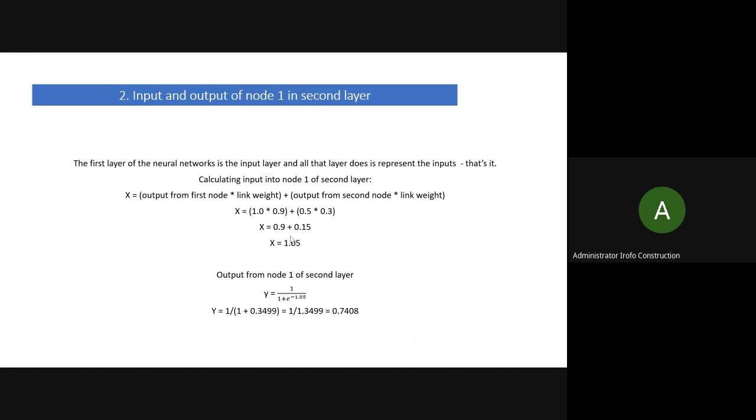After they're able to apply everything here, I see that down there they apply some function, 1 over 1 plus e to the negative 1.05. So when you're done finding the sum activation, you just have to apply the sigmoid function to it. And that is going to give us the output from the node.